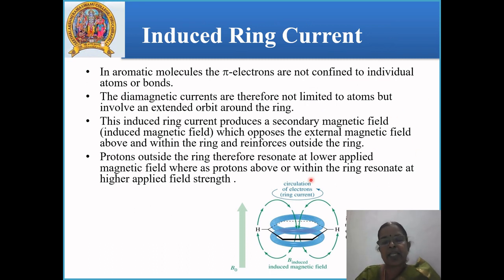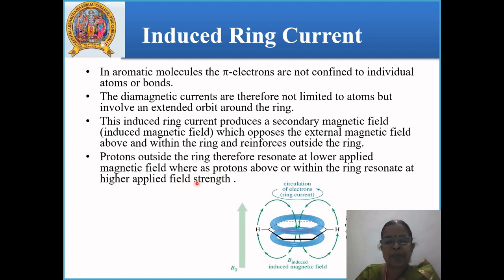Induced ring current is another important property of aromatic compounds. Pi electrons in aromatic molecules are not confined to individual atoms. The pi electrons circulate at a faster rate in the presence of an external magnetic field. The faster circulation of pi electrons induces a magnetic field which opposes the external magnetic field above and within the ring and reinforces it outside the ring.